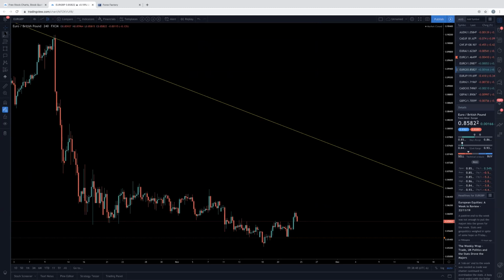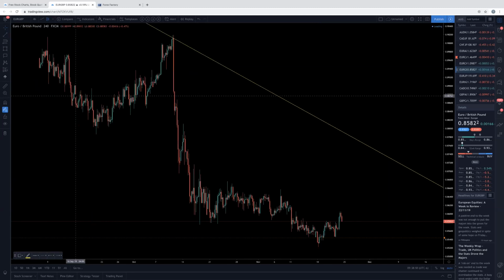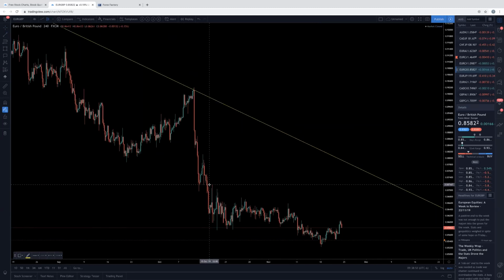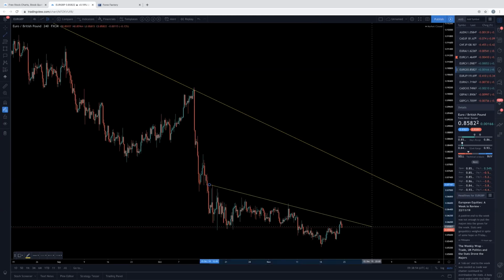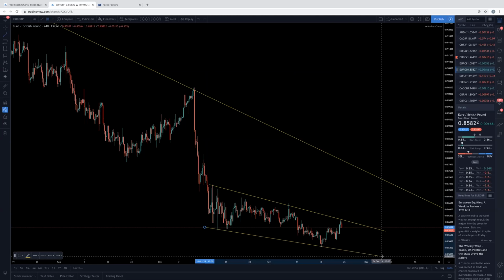So now I drop down to my 4 hour. What do I see? A downtrend as well. A downtrend, but it looks like a descending channel. That's when I really start paying attention to that reversal channel, right?